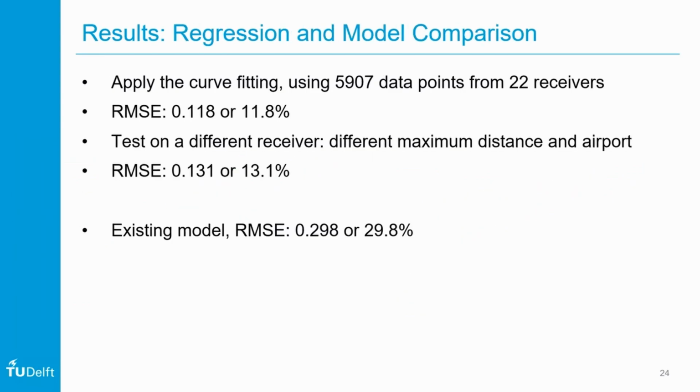And here is the result of the regression. So we apply the curve fitting for 22 receivers, and we got 11.8%. And we test the model on a totally different receiver, so different maximum distance and different number of airports, and we have 13.1% root mean squared error. So we use root mean squared error as the metric. And when we compare it with the existing model, the result is 29.8%. So already with our model, we have a better result compared to the existing one.